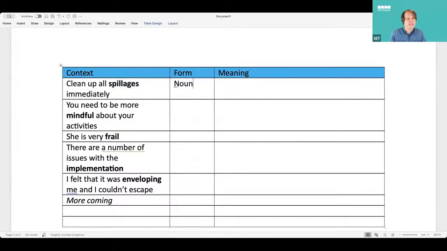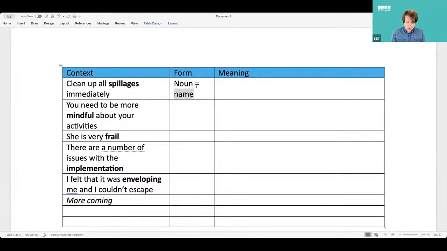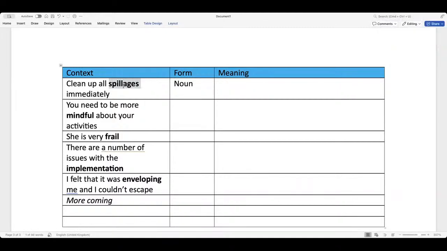And what is a noun? Is it describing? It's not describing. No. It's a name or a thing, yeah? Okay, so we know it's a thing. Is it a good thing or a bad thing? I don't know. Bad thing, because you need to clean up.